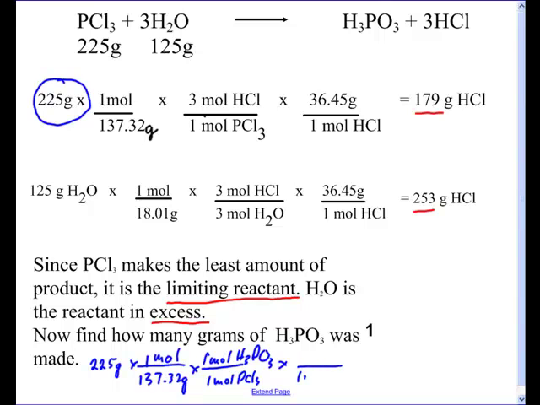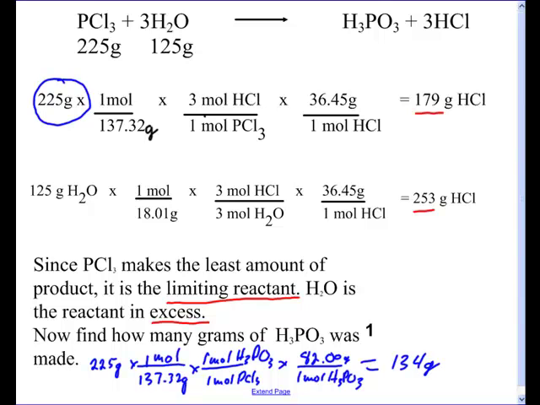All right, then 1 mole of H3PO3 happens to weigh 82 grams. And that's going to equal 134. Hopefully you got that, right?